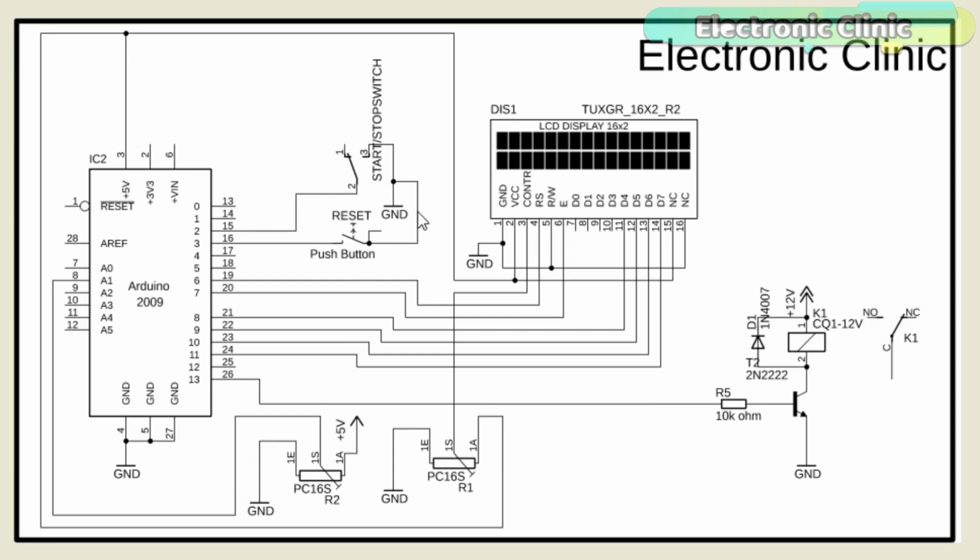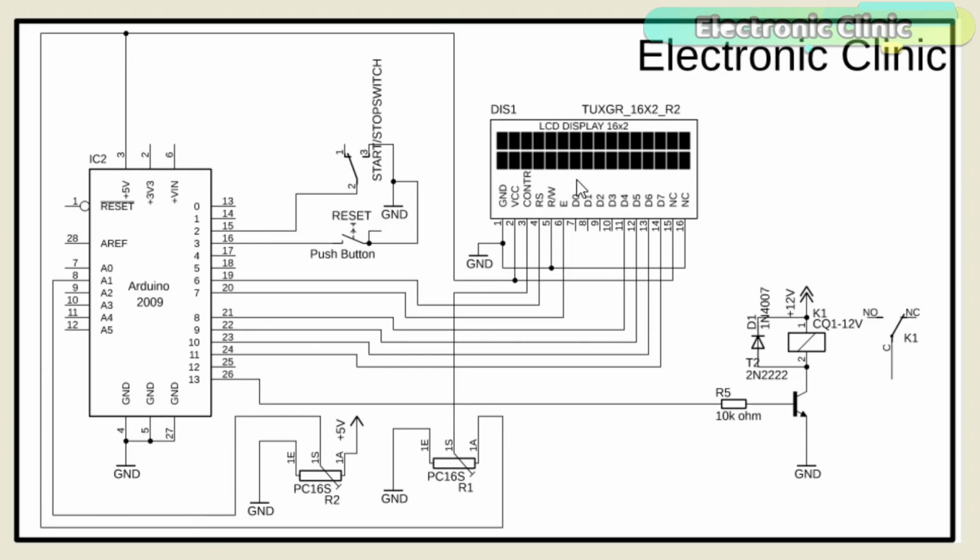One side of the push button is connected with the ground, while the other side is connected with pin number 3 of the Arduino. The variable resistor R2 is used to set the time in minutes. As you can see, it has 3 legs. The right and left legs are connected with 5 volts and ground, while the middle leg is connected with analog pin A1 of the Arduino.